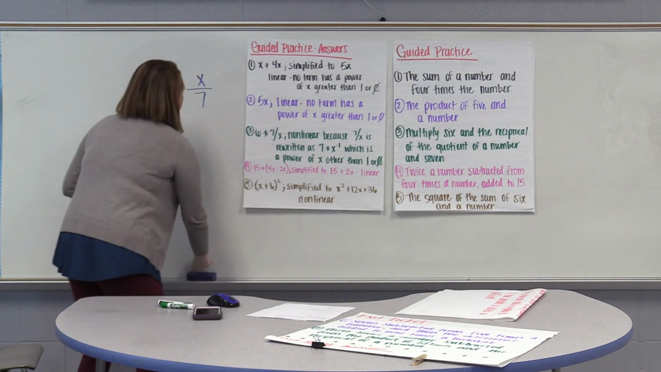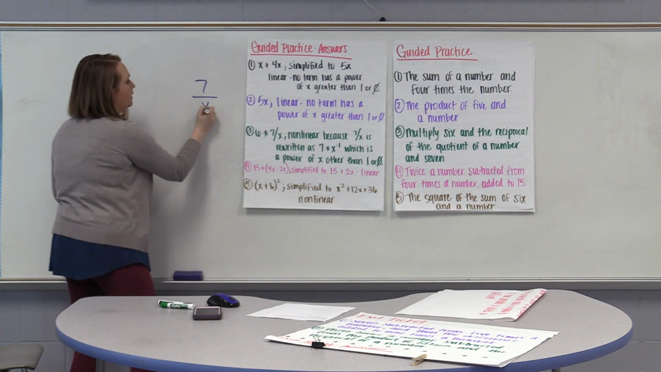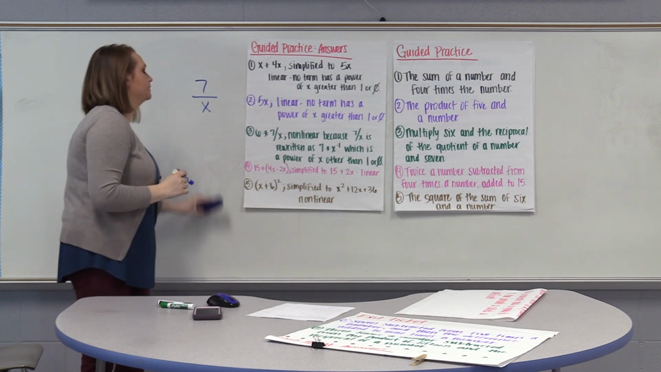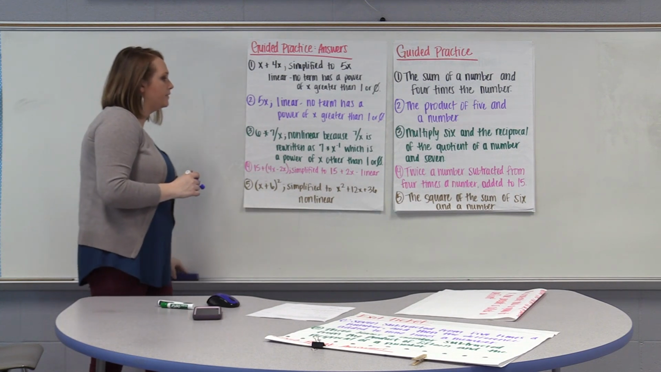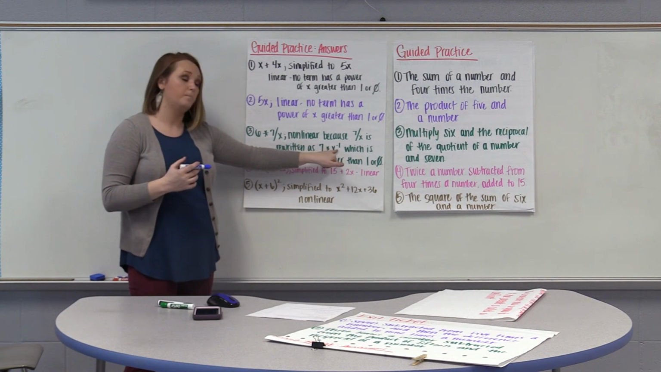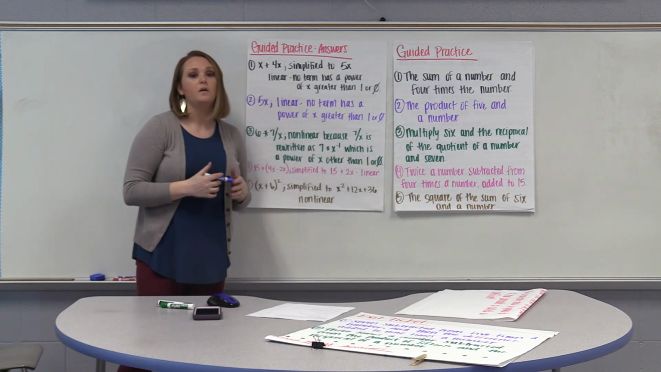The reciprocal means we're actually going to flip that problem. So it's going to be 7 over x. So 6 times 7 over x, it's nonlinear because 7 divided by x is rewritten as 7 times x to the power of negative 1, which is a power of x other than 1 or 0.